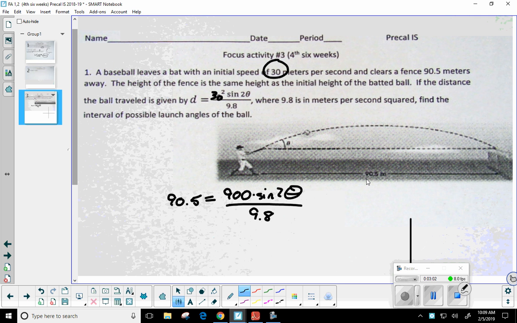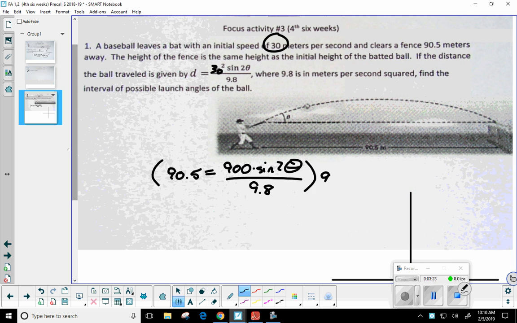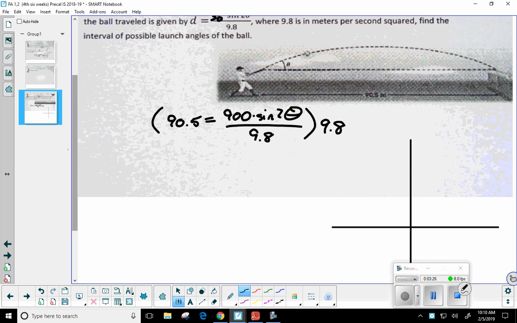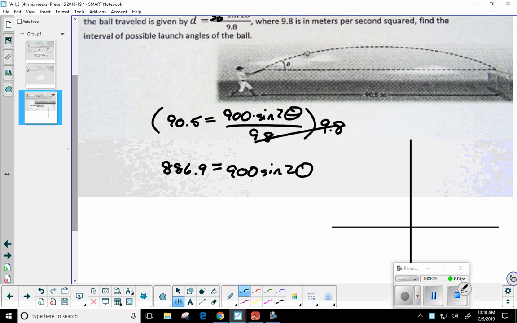So this one, we don't have to do anything fancy. We'll just isolate the trig function. So what would you recommend I do next if you were solving this equation? I want to get this to sine of 2 theta equals. I'd probably multiply through by the denominator, by 9.8, because those are going to cancel. But what is 9.8 times 90.5? What is it, like 886.9 is equal to 900 sine of 2 theta.